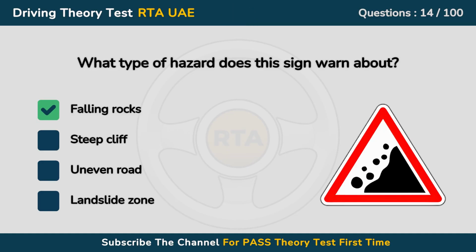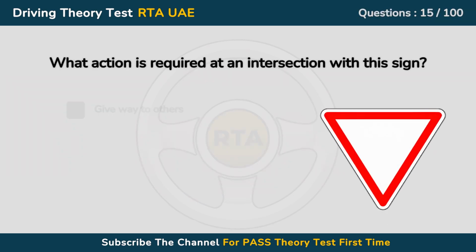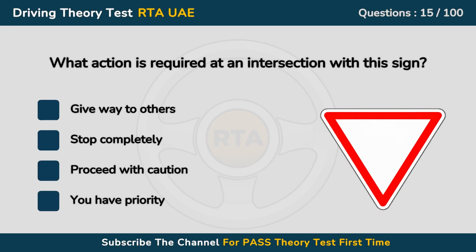Answer is A. Falling rocks. This sign warns drivers about falling rocks or debris from the side of the road. Drivers should be vigilant and prepared for obstacles on the road, especially after rain. Question 15. What action is required at an intersection with this sign?